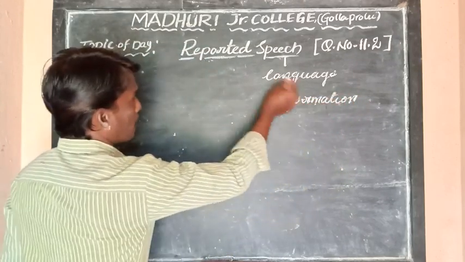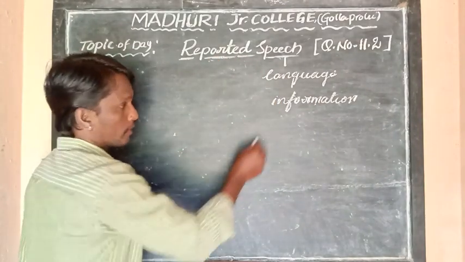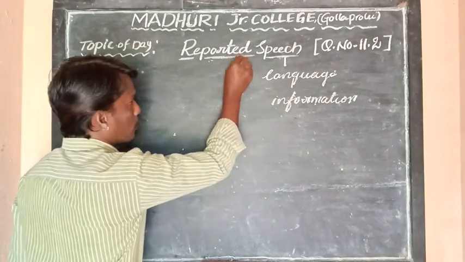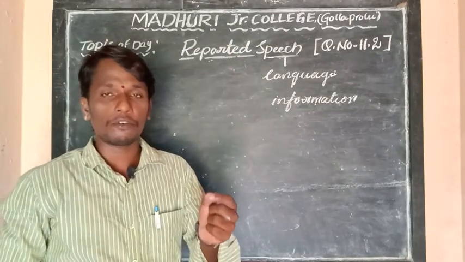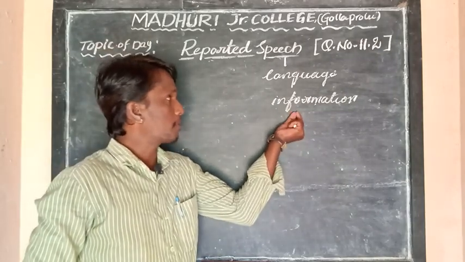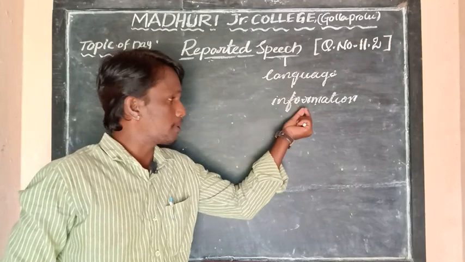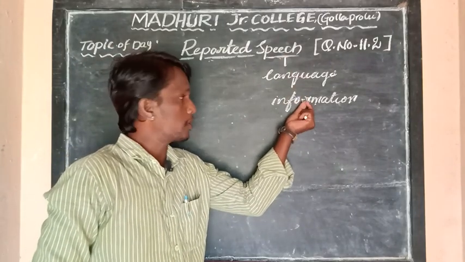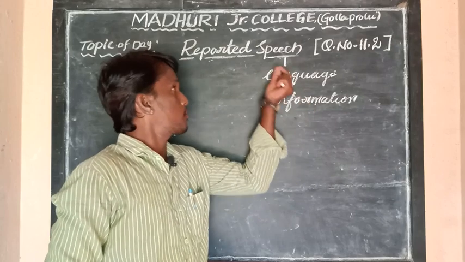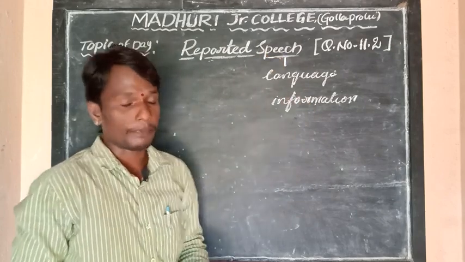Here information is reported, that means reported information. An information which is reported is called reported speech. So what exactly is reported speech? An information which is reported is called reported speech. Speech is nothing but information. We use speech to share our information, and when that information is reported, that is nothing but reported speech.